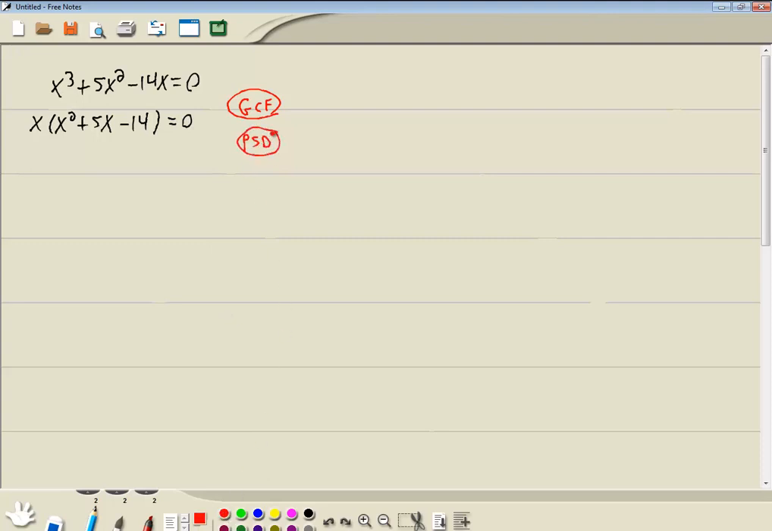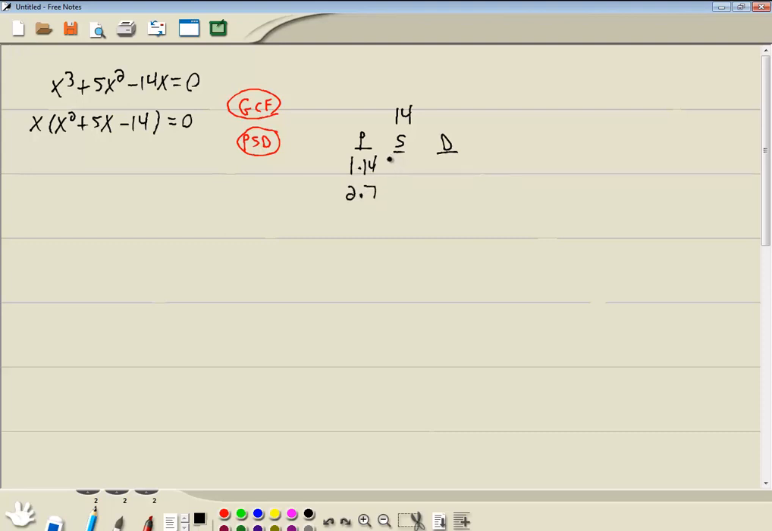And then I want to use the PSD method. PSD because we have x squared, x, no x, and there's no number in front of your x squared. PSD, you take the number at the end, ignoring signs, so I work with 14. And we'll come up with our three columns: P column, S column, and D column. In the P column, we write down all products to give us 14. We got 1 times 14 and 2 times 7.